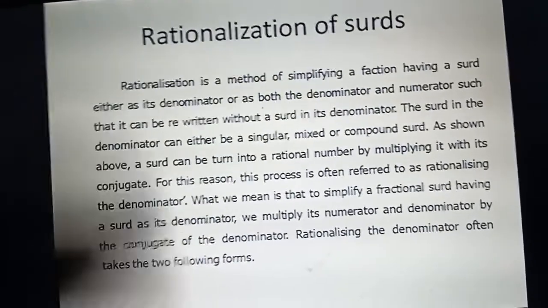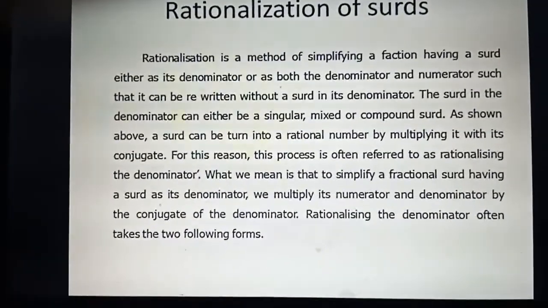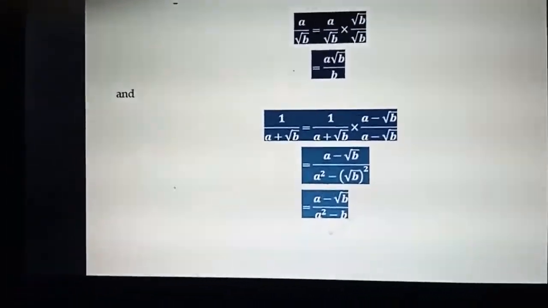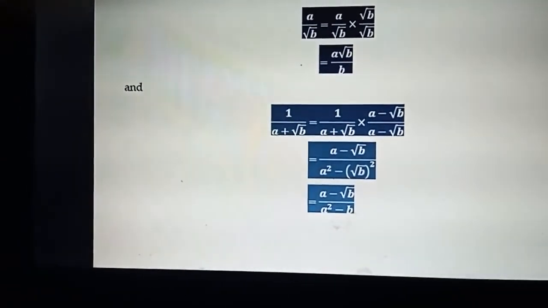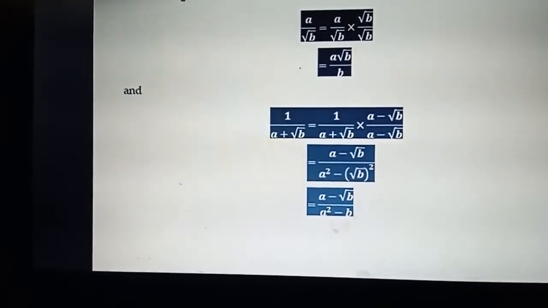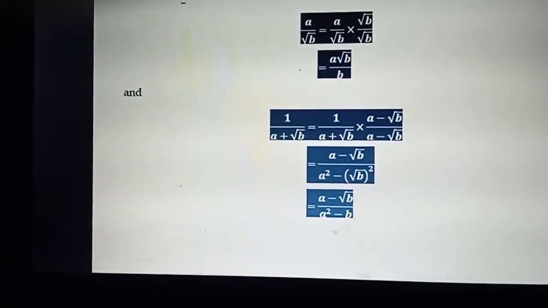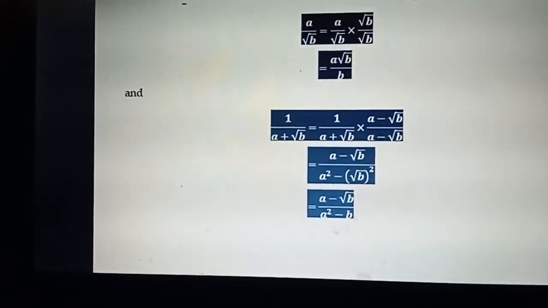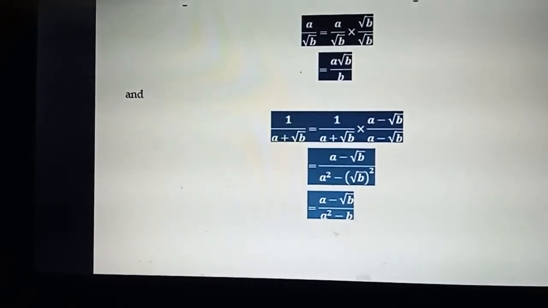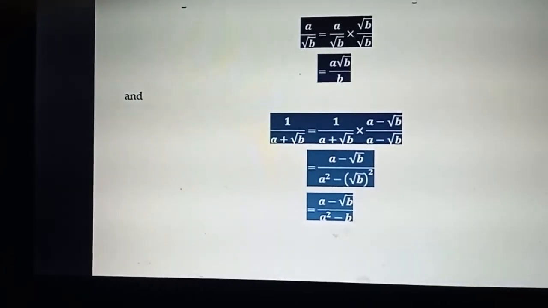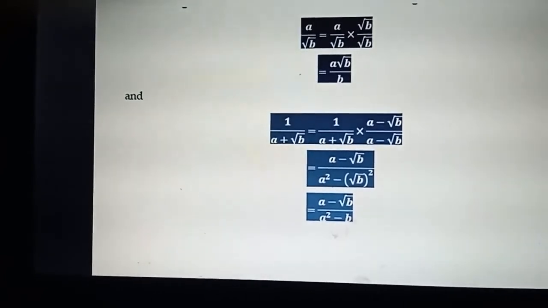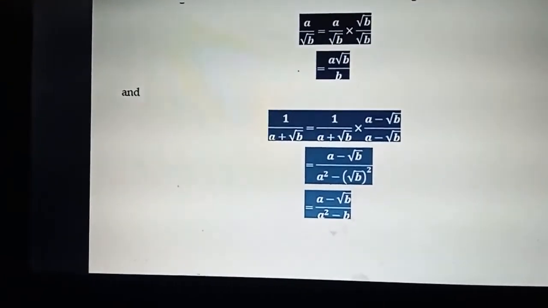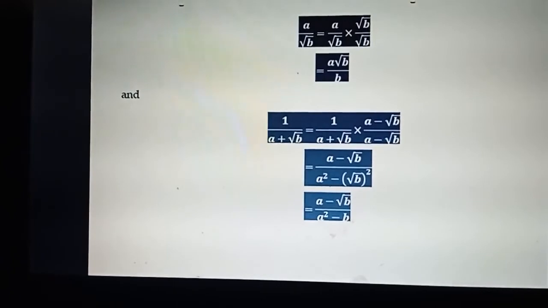So as you see here, when you have a all over root of b, it is equal to a all over root b times root b all over root b. You multiply by the conjugate of the denominator, it will give you what? A times root b all over what? b. This square root cancels the square root of b, then you have only b.